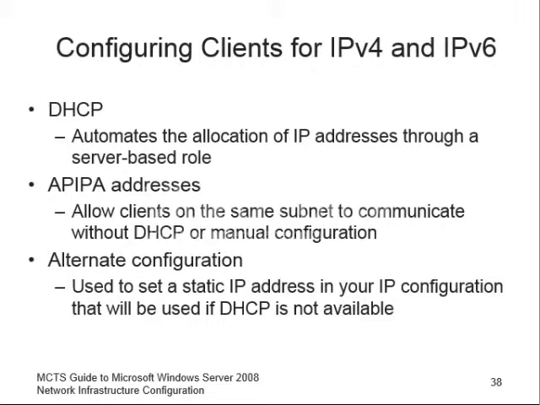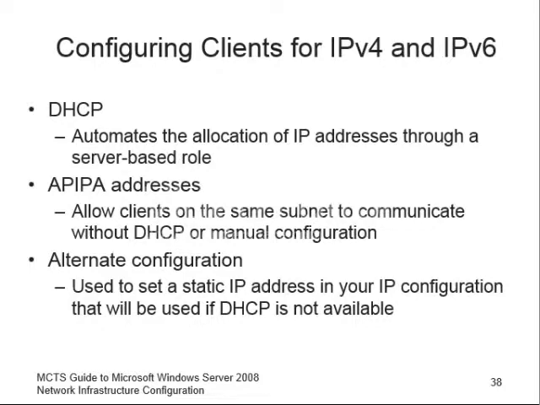In cases where you cannot contact a DHCP server, even though the client is configured for dynamic addressing, Windows uses automatic private IP addressing, or APIPA, to assign a unique random IP address in the range from 169.254.0.1 to 169.254.255.254. APIPA addresses allow clients on the same subnet to communicate without DHCP or manual configuration. However, APIPA addresses are not routable, so they cannot access resources on other networks. No internet access, people.